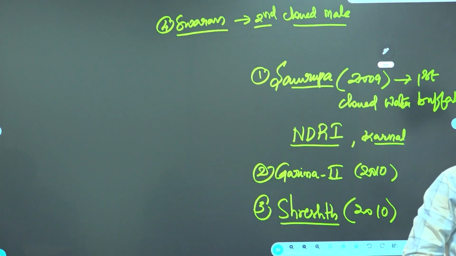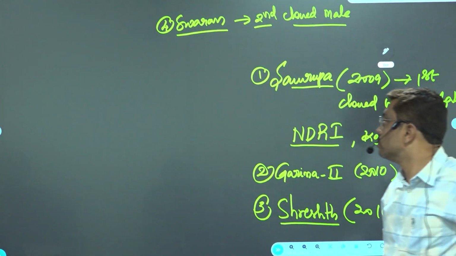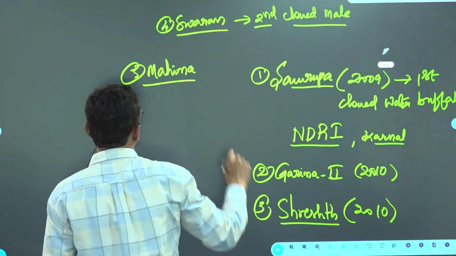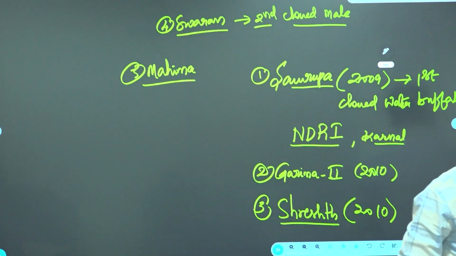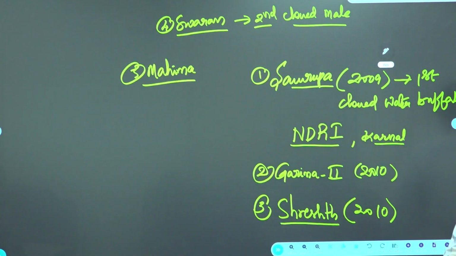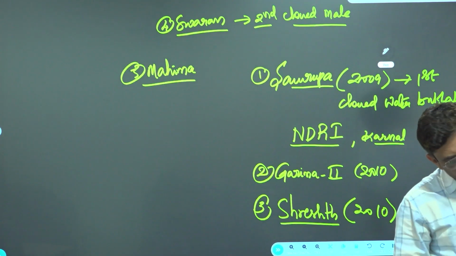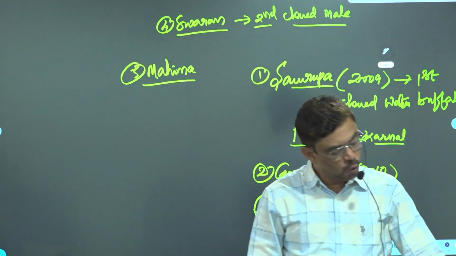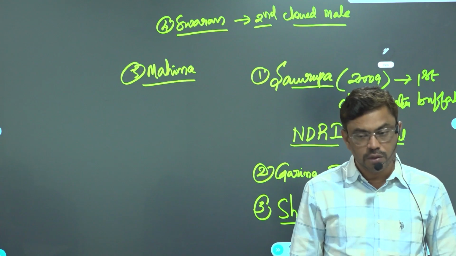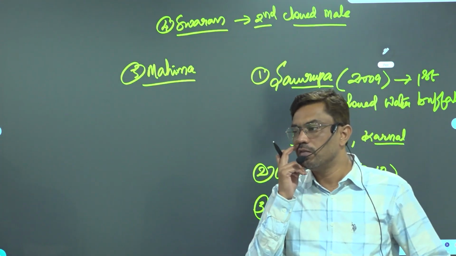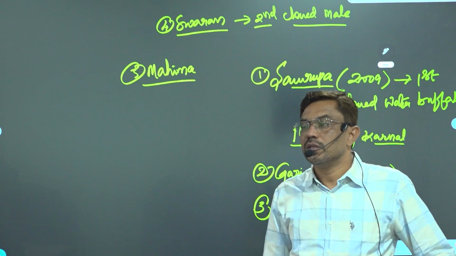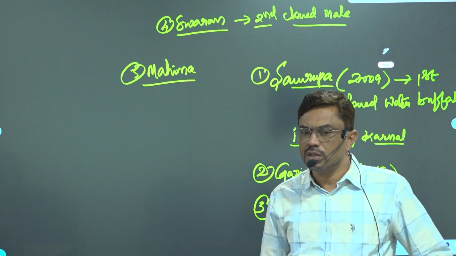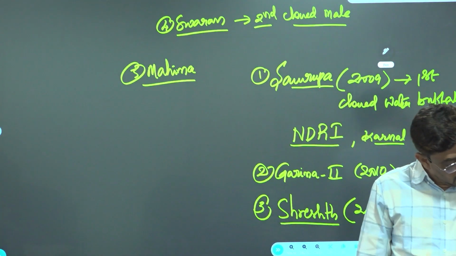Next, Mahima, 2013. The cloned buffalo Garima 2 gave birth to a calf called Mahima at NDRI Karnal.